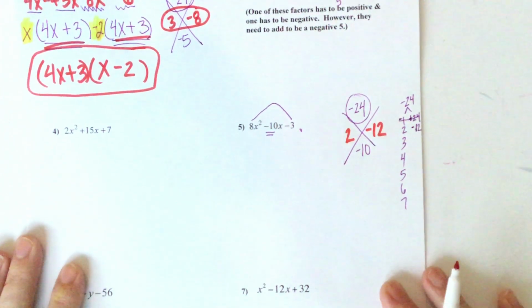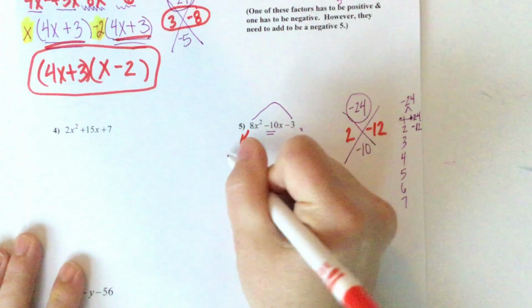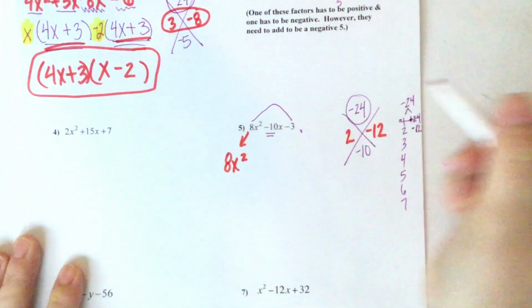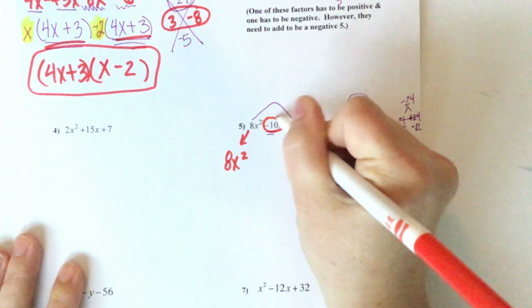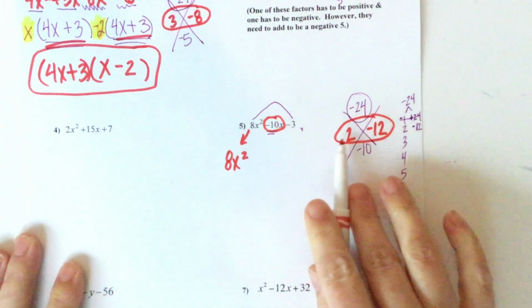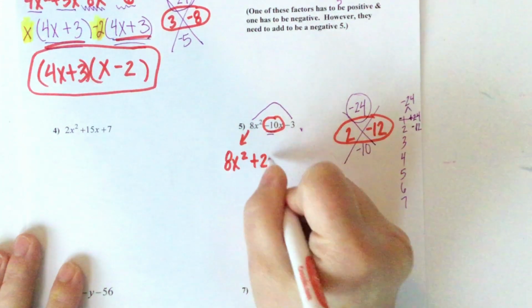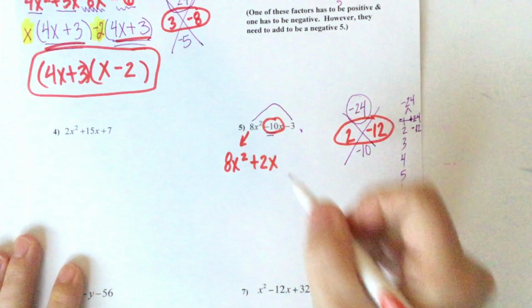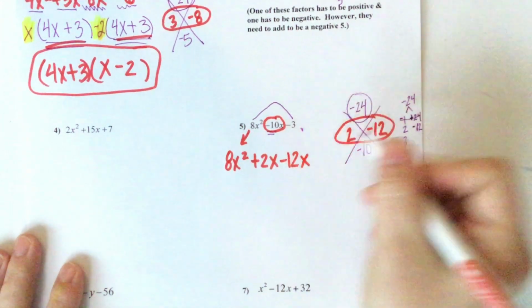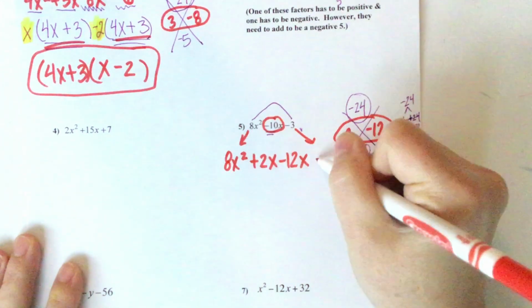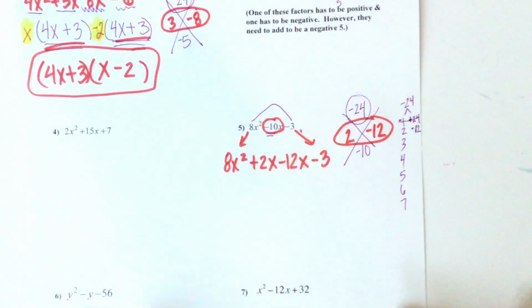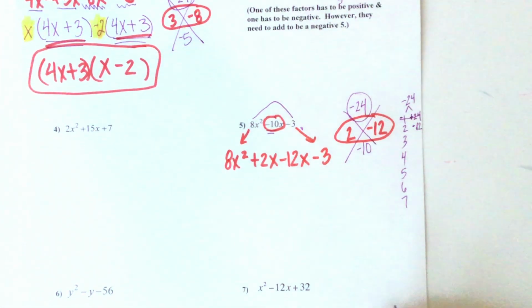Okay, so now I'm going to drop, replace, drop. So drop the 8x squared. Replace the -10x with these guys. So that's a +2. Don't forget his x. That's a -12. Don't forget his x. And drop the -3. Okay, then I've got 4 terms.